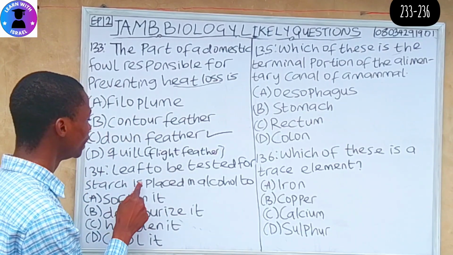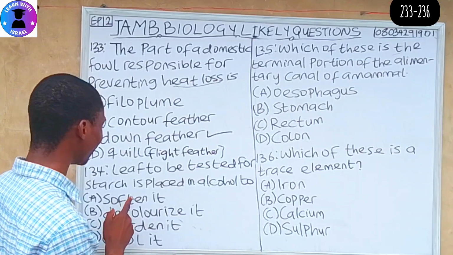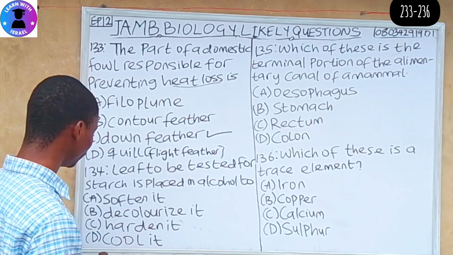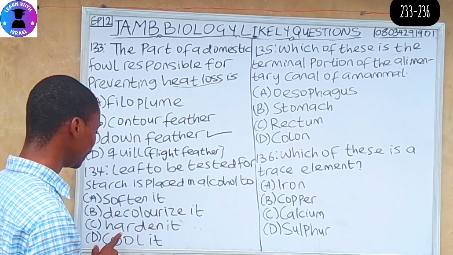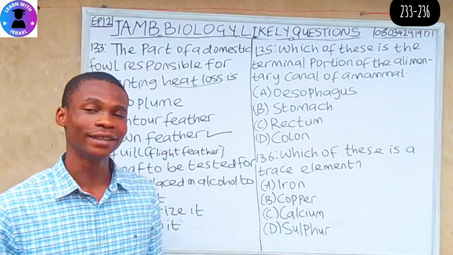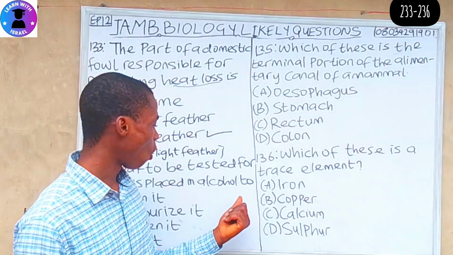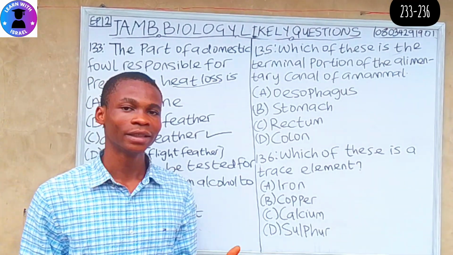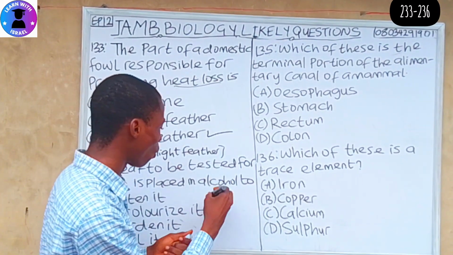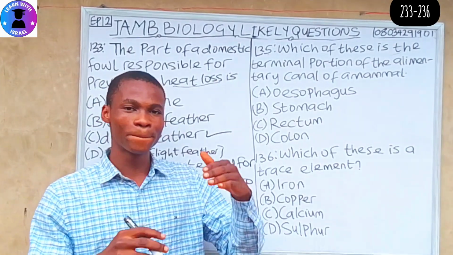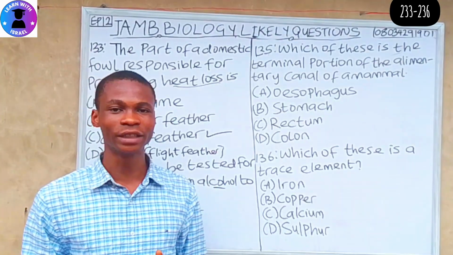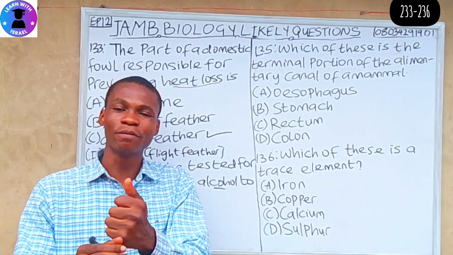Question 134. A leaf to be tested for starch is placed in alcohol to do what? A. Soften it. B. Decolorize it. C. Harden it. D. Cool it. So the leaf is placed in alcohol when tested in order to decolorize it. By placing the leaf in alcohol, the alcohol breaks down the chlorophyll, and once the alcohol breaks down the chlorophyll in the leaf, the green color in the leaf will be removed.